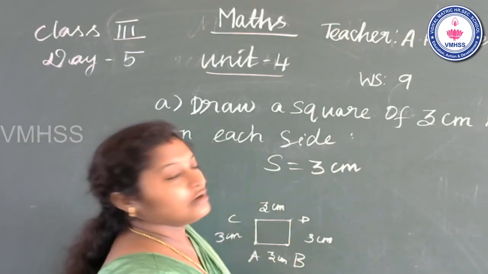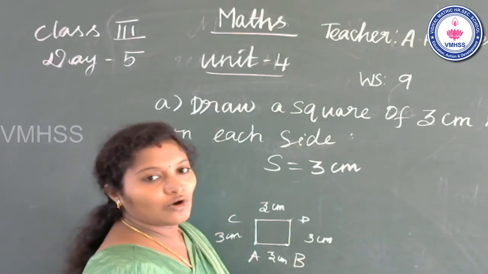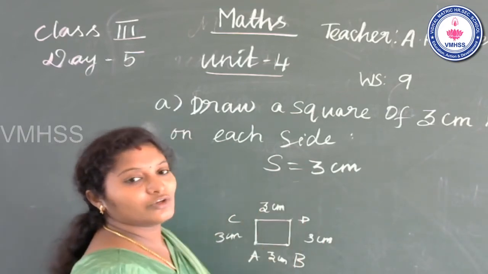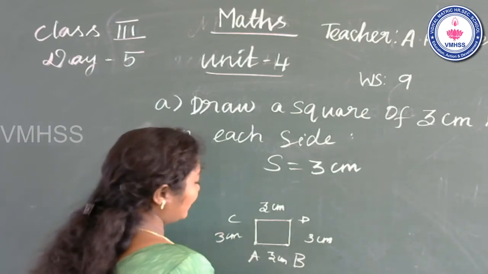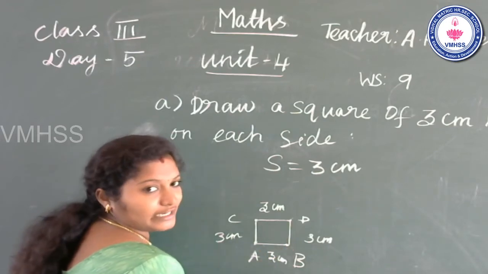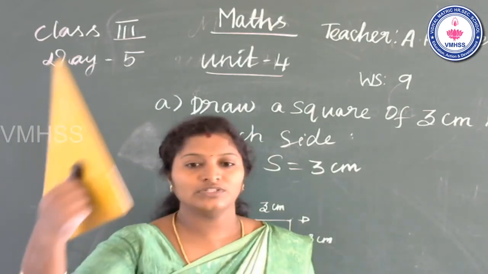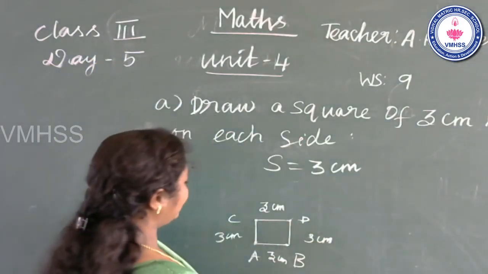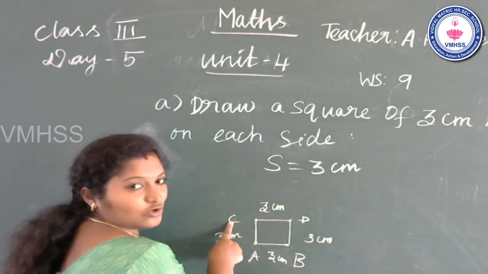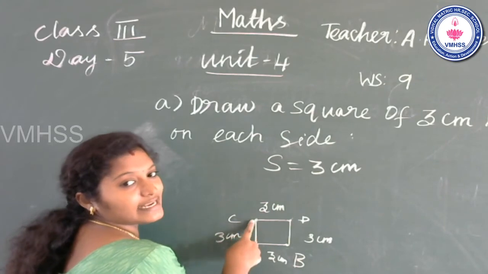Okay ma, so how to draw a square of 3 centimeter length on each side? Okay, recall that S equals 3 centimeter. First you take a ruler, you draw a point A. Okay, you measure and draw a line of 3 centimeter. You take a set square. Okay, so this is a set square. So you point out here the vertical line of 3 centimeter. So you point C. So opposite sides are also 3 centimeter. Okay, you join the line of 3 centimeter.